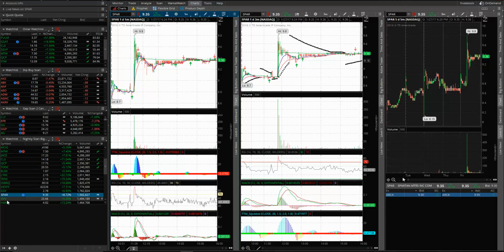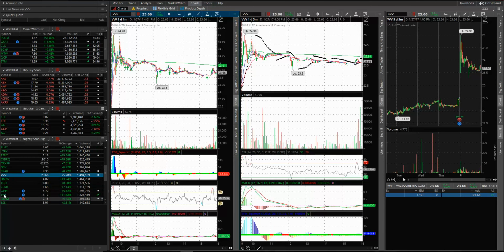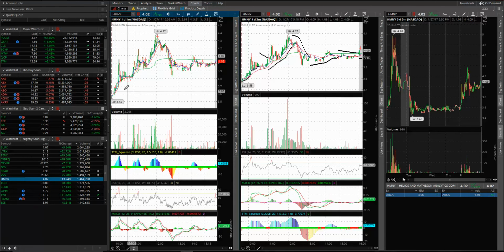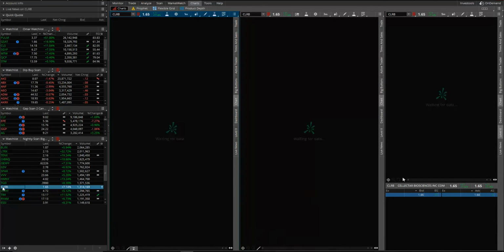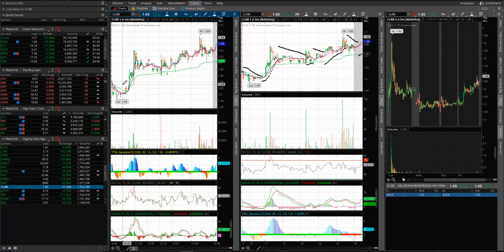SPAR, ugly chart. VVW, HMNY. This stock has been ripping the last few days, and it had a lot of volatility. It kind of sold off. It's back at 402. I'm not gonna put it on the watch list, but these are low float runners that when they move, they really move. TDG, CLRB. CLRB is a stock that sometimes rips. An ugly chart. I'm gonna skip it.